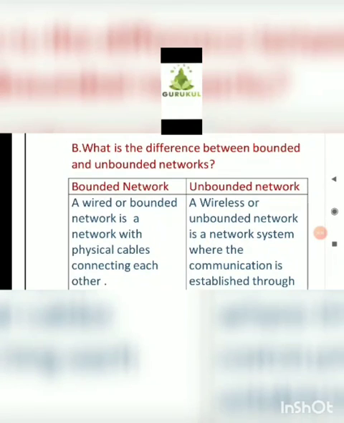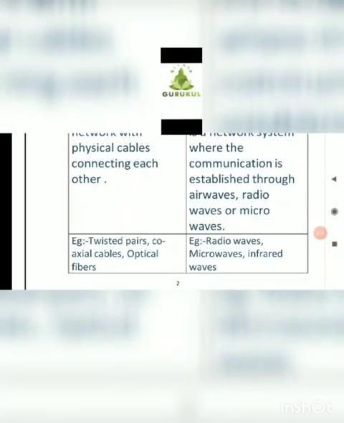Second one, what is the difference between bounded and unbounded network? Kids, basically the network system is of two types. First one is the bounded network system and the second one is the unbounded network system. First one, bounded network system. A bounded or wired network system is a network system where devices are physically connected with each other through cables, where physical wires are required to connect the computer systems in a network. So this is known as the bounded network. All the information and resource sharing will be transmitted through the physical cables. Examples of the bounded network system are twisted pair cables, coaxial cables and optical fibers.